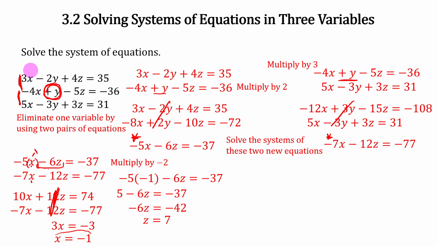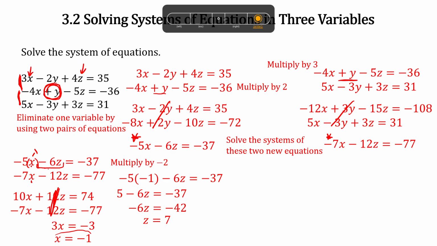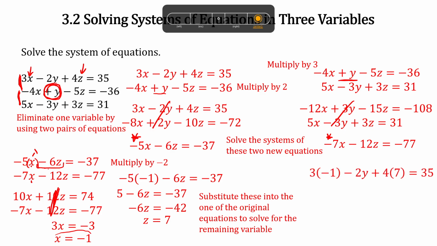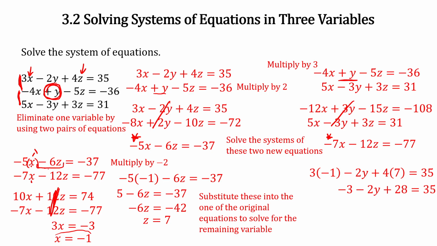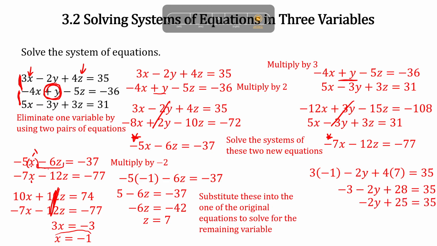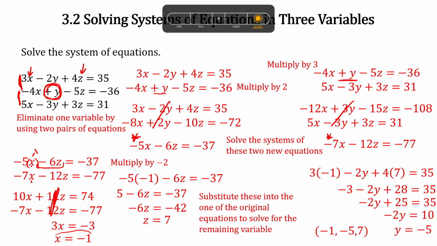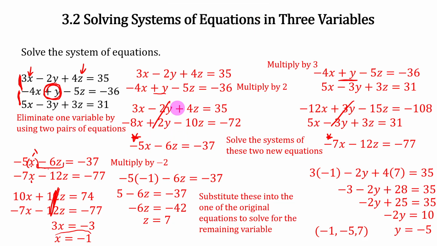Now that I've got x and z, I can go back up here and plug them into x and z. So we're going to substitute these into one of the original equations and solve for the remaining variable. So I get negative 3 minus 2y plus 28 equals 35. Combine the negative 3 and the 28. Subtract 25, and negative 2y equals 10. So y is negative 5. So now I have a point on a graph. This is a three-dimensional graph because I have an x, y, and z, but you write it out as negative 1, negative 5, and 7.